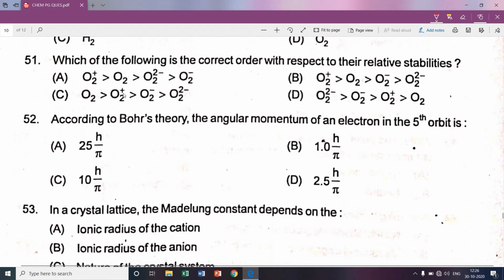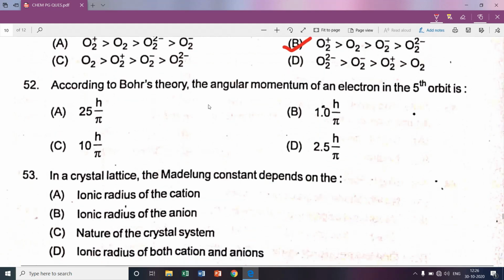51. Which of the following is the correct order with respect to their relative stabilities? Option B is your right answer. 52. According to Bohr's theory, the angular momentum of an electron in the fifth orbit is. Option D, 2.5 h by pi. Here the formula is nh by 2 pi and the question asked is fifth orbit. So put the 5 in n and get your answer, that is 5h by 2 pi, which is equal to 2.5 h by pi.